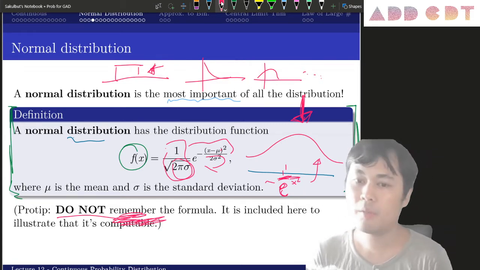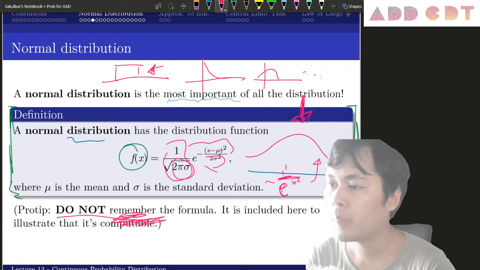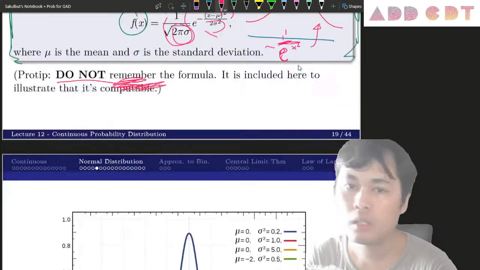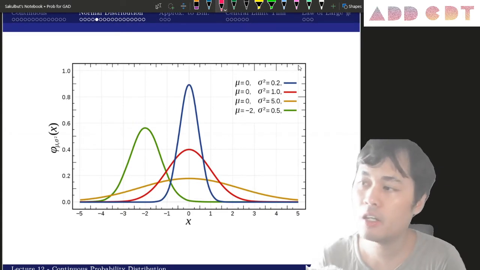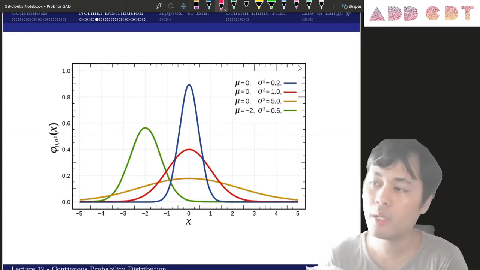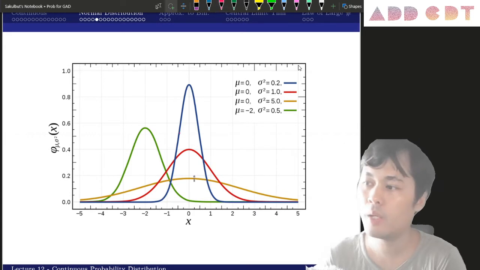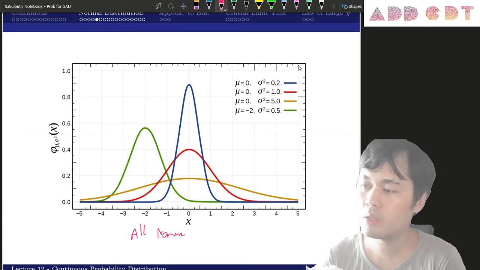So what is special about this curve? Let's take a closer look. But first, here, all these curves, the blue one, the red one, the green one, the yellow one, are all normal distributions.